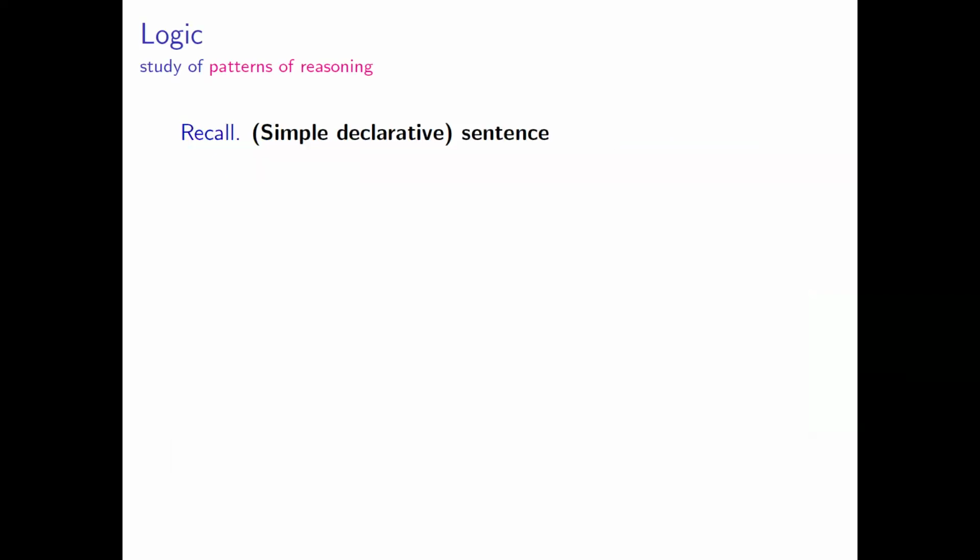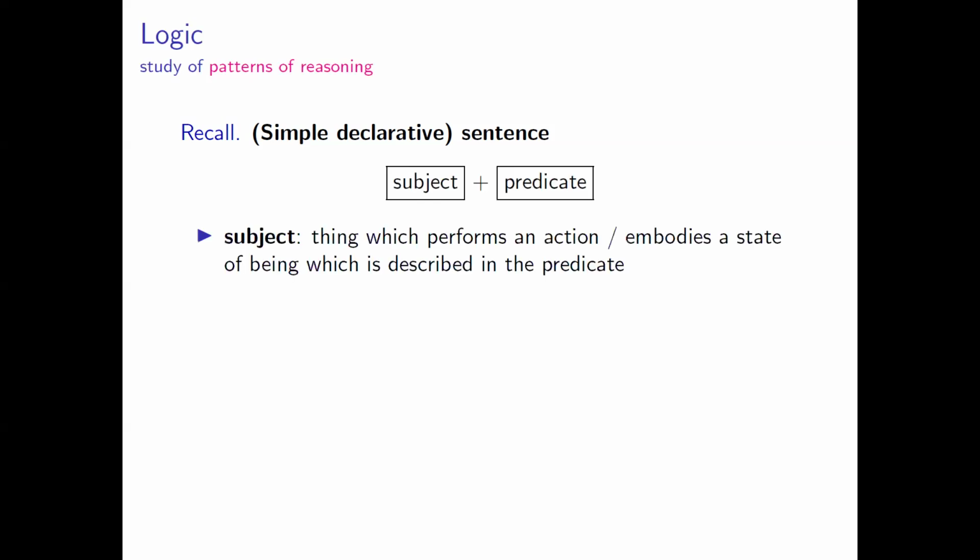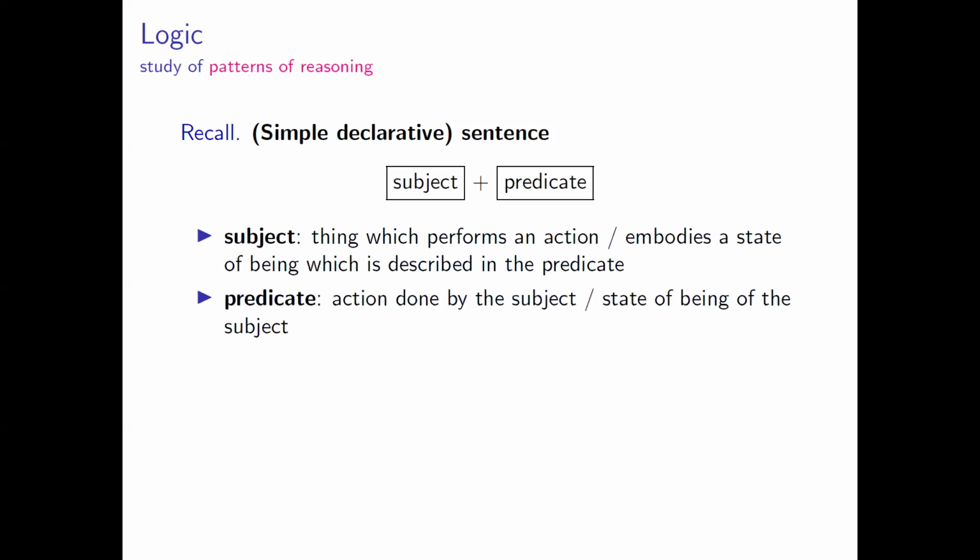To further understand example number 5, let us recall the structure of a simple declarative sentence. A simple declarative sentence must express a complete idea. It consists of a subject and a predicate. The subject of the sentence is the collection of words that refer to the thing that performs an action or embodies a state of being that is described in the predicate. The predicate of the sentence is the collection of words that refer to the action done by the subject or the state of being of the subject.